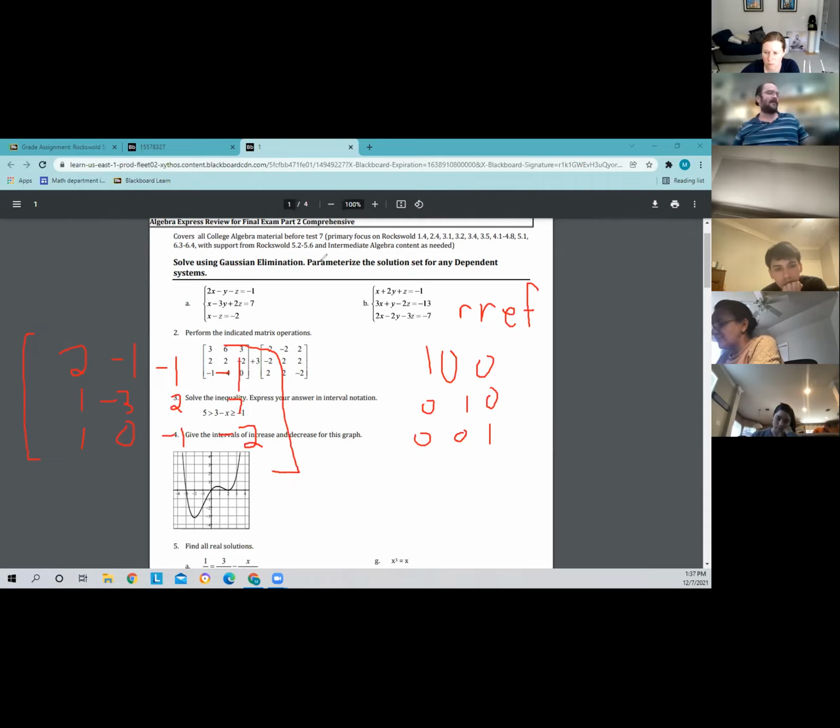You can use Gauss-Jordan elimination, but I'm not going to do that. I'm going to go to my matrix and use my calculator to my advantage. So if I enter 2, minus 1, minus 1, minus 1, and then 1, minus 3, 2, 7, and 1, 0, minus 1, minus 2, I go matrix, math, row reduced echelon form.